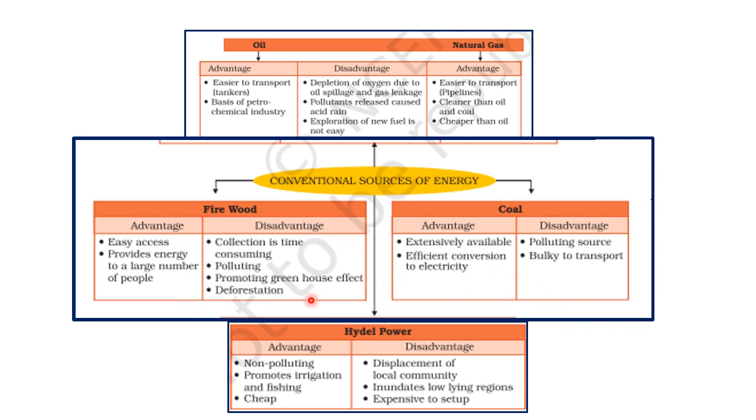the ecosystem, which gets unbalanced. Now coal advantages: extensively available, efficient conversion to electricity.